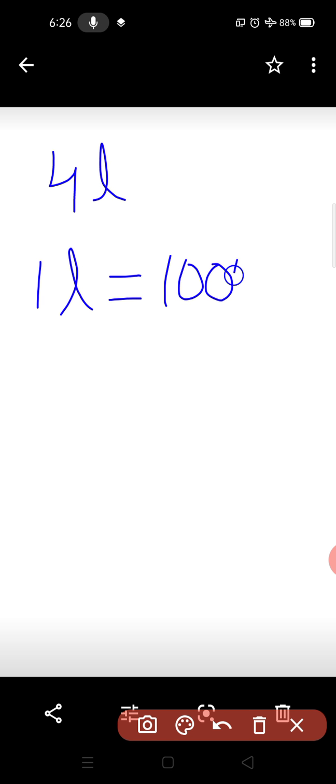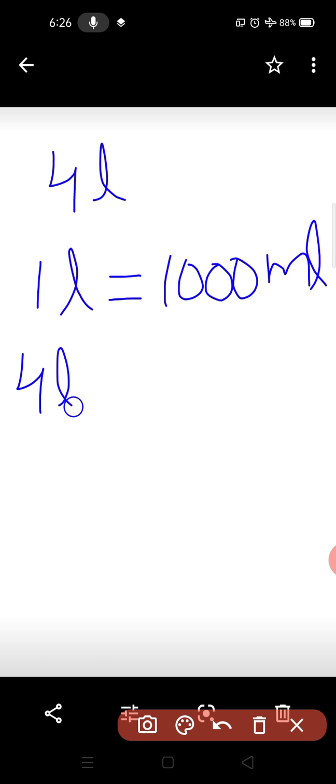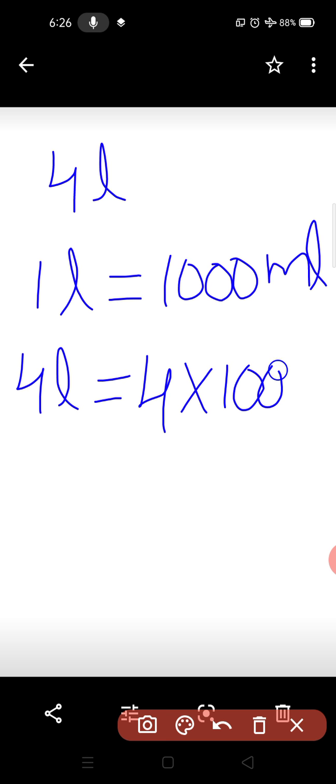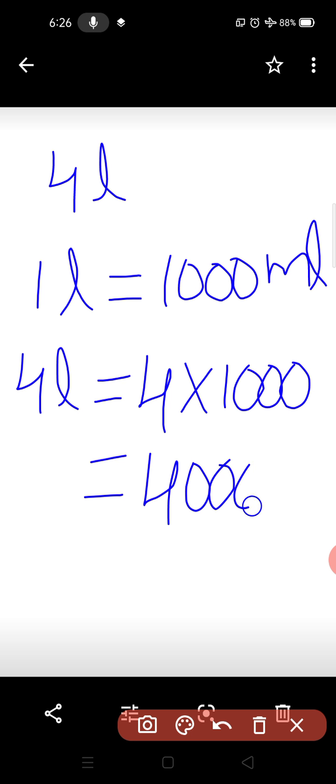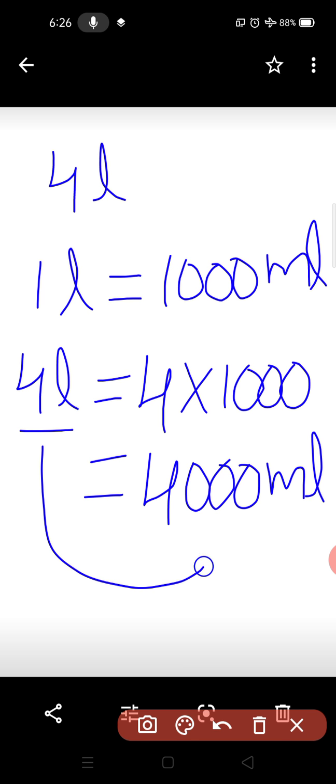Convert 4 liters into milliliters. As we know, 1 liter is equals to 1000 milliliters. Then 4 liters is equals to 4 into 1000, which is equals to 4000 milliliters. So 4 liters is equals to 4000 milliliters.